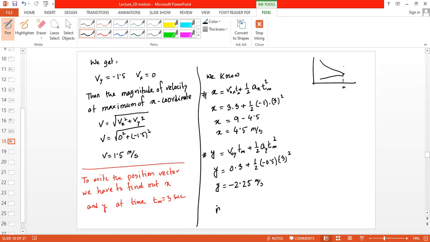So the position vector আমরা যেটা জানি r equal to xi, that is 4.5 i plus yj, that is minus 2.25 j. So this is the math. Clear? Math একটু lengthy এবং একটু tricky. This is A. This is B.